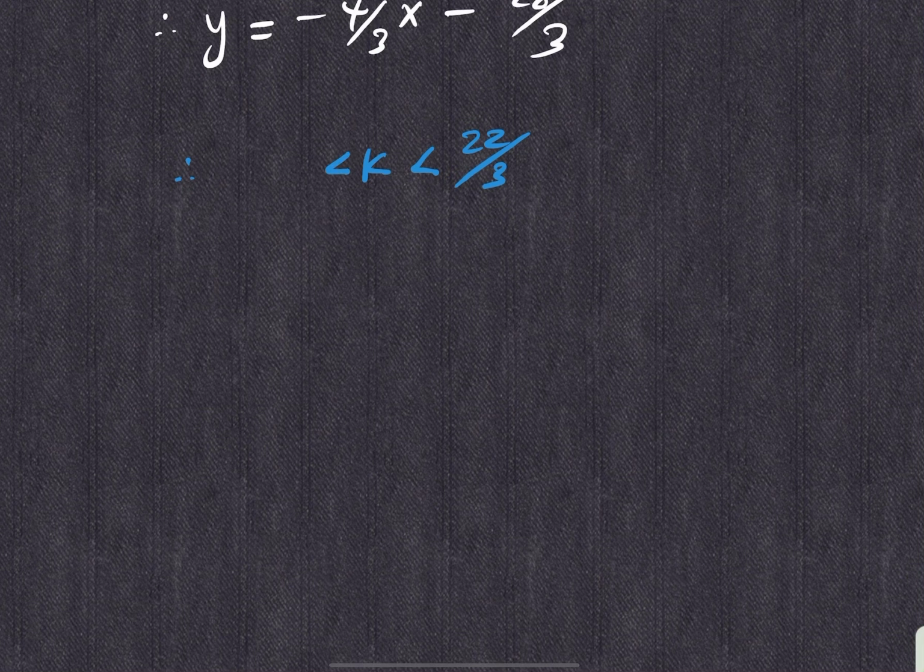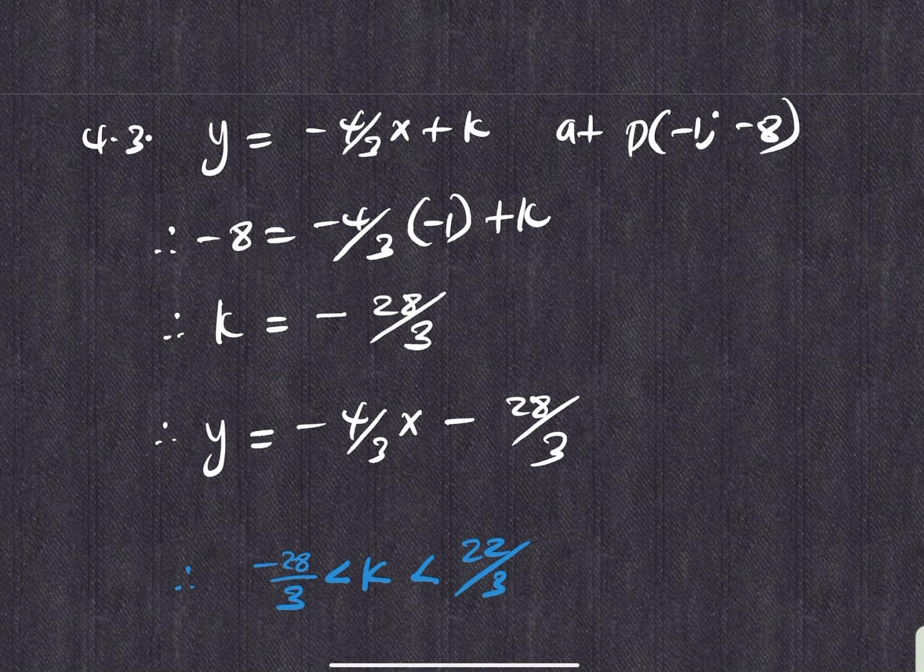That should be bigger than negative 28 over 3. k should be bigger than negative 28 over 3, but less than the y-intercept of that tangent line, the main one. All right, I will say the main one because it's what was given to you. So this is how you really get it.